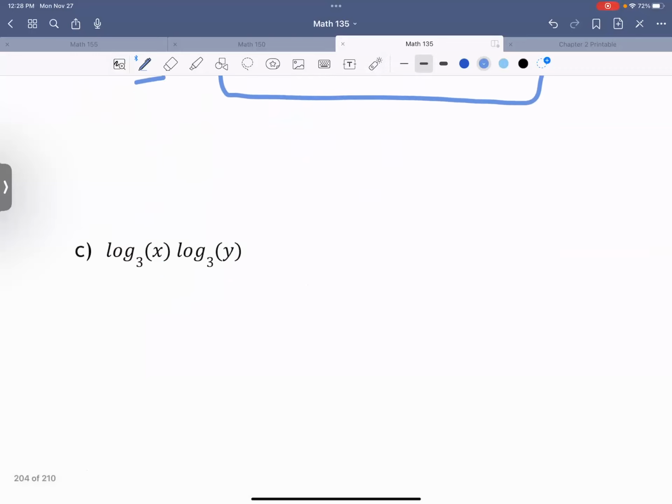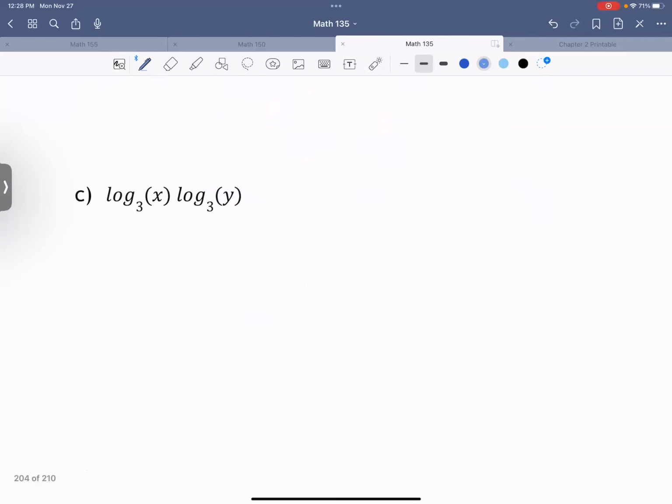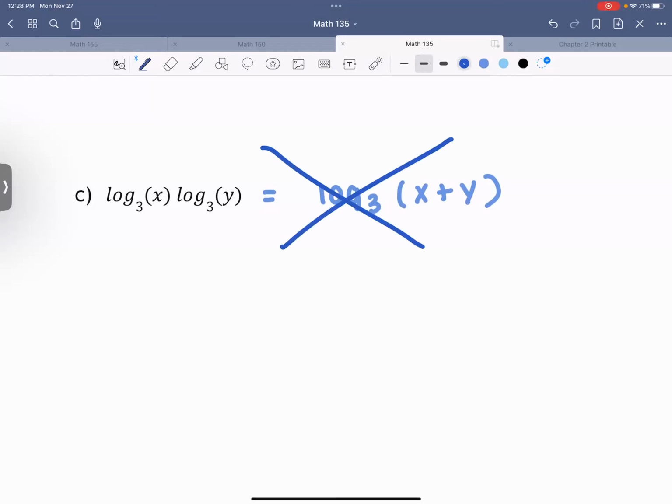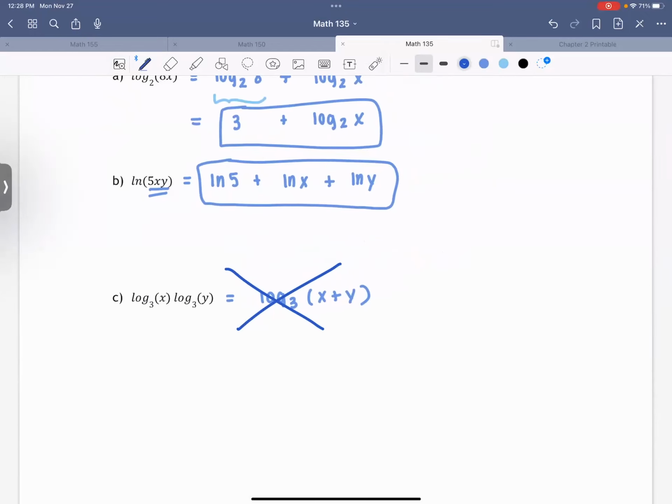We have log base 3 of x times log base 3 of y. Now, this is something I add because a lot of people will see this and be like, oh, there's multiplication on the outside, that becomes addition on the inside, right? So a lot of people would see this and think this is log base 3 of x plus y. Okay, that is not okay. That is not what the rule says, right? The rule says that if you see multiplication on the inside, it turns to addition on the outside.